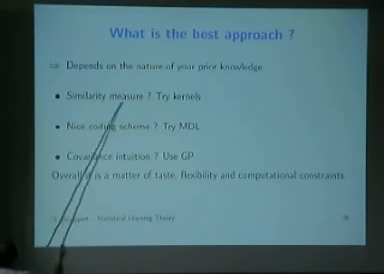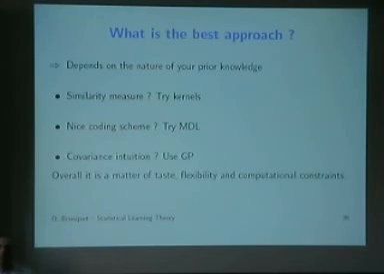So let's say if you have a nice similarity measure that is natural in your problem, then try kernels. And if it happens that the similarity measure is a positive definite kernel, then you're in good shape and you can try this kernel method. Or if you have a nice coding scheme that comes to your mind immediately when you see your problem, then why not MDL? And if you have some intuition about what should be the covariance of the outputs between two inputs, then use Gaussian processes. So it's up to you and up to the problem that you have at hand.